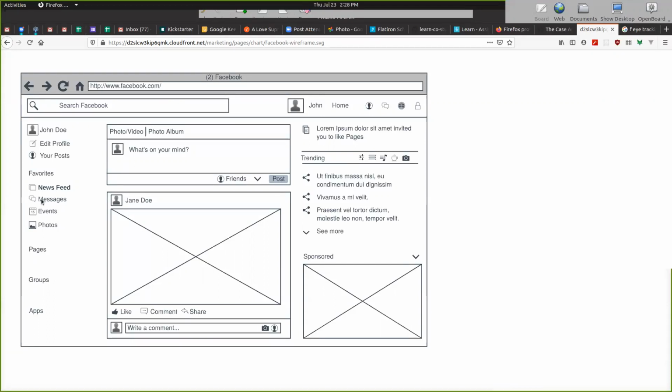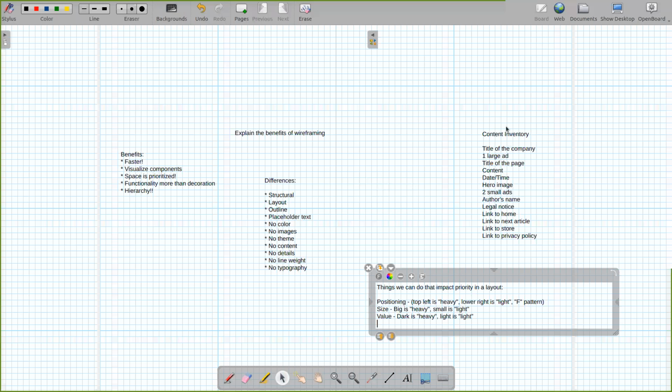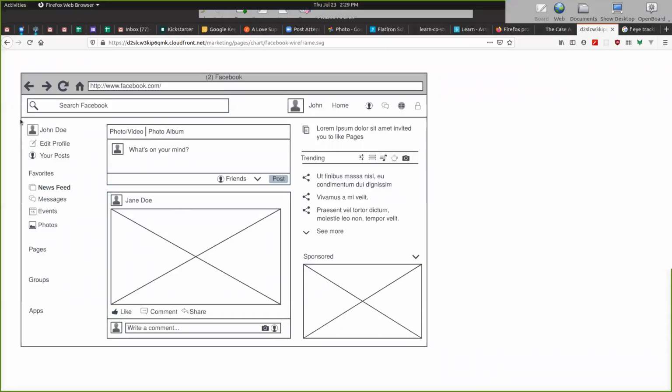I'd imagine you'd want to give some kind of priority to things that are essential functions of whatever you're making. Well, that's what the content inventory was about. Content inventory was saying what matters in which order. The link to the privacy policy does not matter nearly as much as the name of the company. So we've done that work. Now we're trying to make sure that that's visually reflected in the layout.